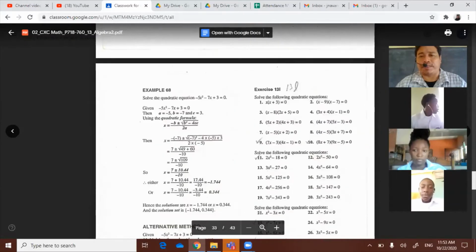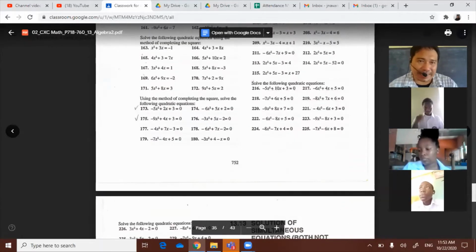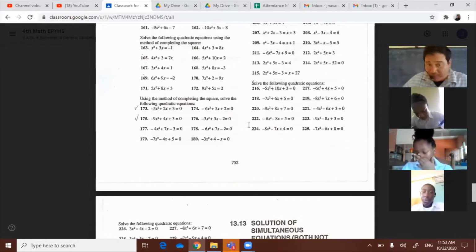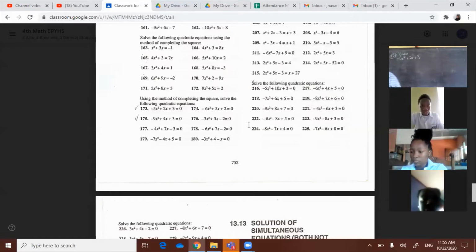We're going to look at completing the square where A is less than 0, in other words, where A is negative. We're looking at this section right here from 173. Let's do 173. So it says, given negative 5x squared plus 2x plus 3.